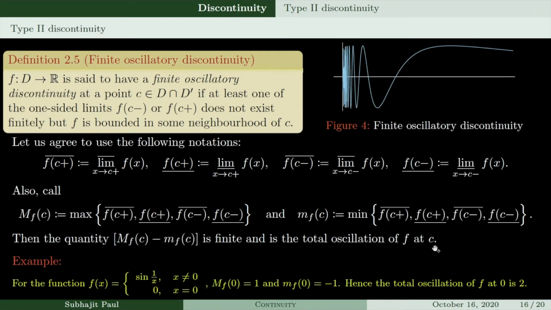Now, an example. This is the function f equals sine 1 by x. Here I have just drawn the function on only one side of the y-axis; the same thing will be reflected on the other side as well. Around 0, the lim sup is at this height. It is 1. The lim sup on the right-hand side is also 1, and the lim sup on the left-hand side will also be 1. The lim inf from the right-hand side will be minus 1, and the lim inf from the left-hand side will also be minus 1. Hence, the total oscillation of f at 0 is 2. So now you understand that this is the total oscillation: the maximum of this thing and the minimum of this thing, on both sides taken together.